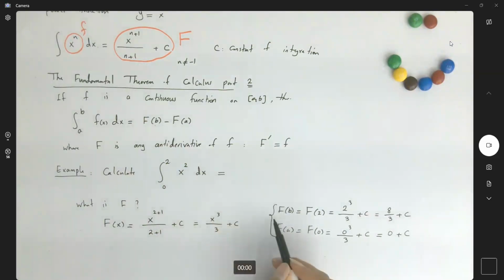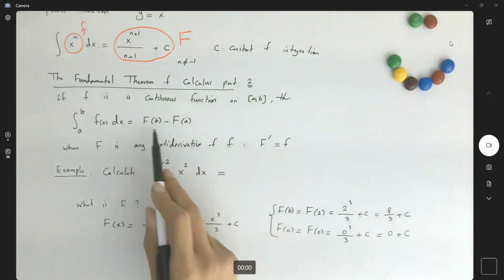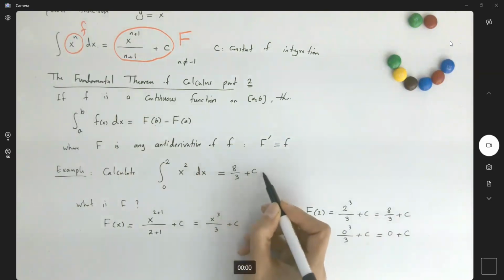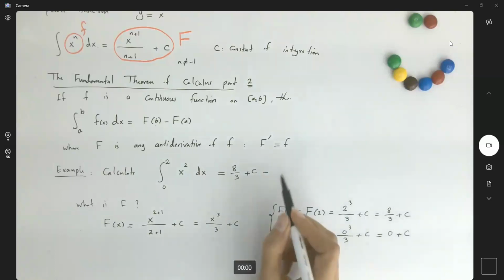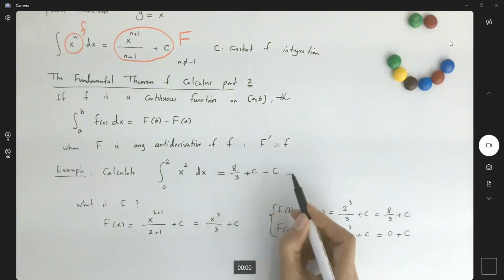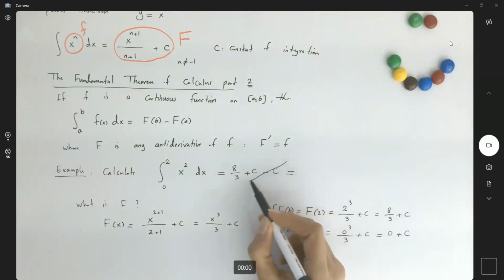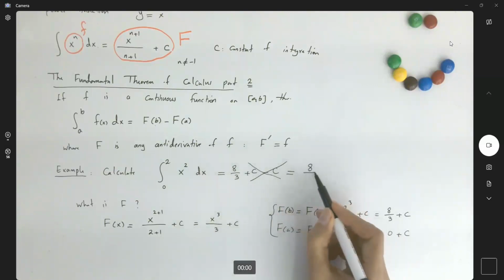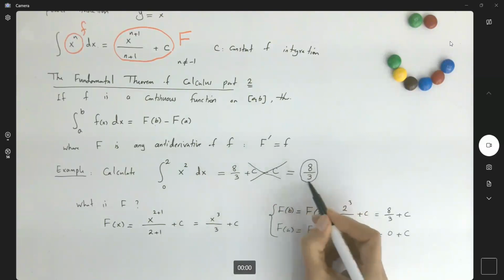Now take a look at this. We're going to take these two and do the subtraction. We get 8 thirds plus constant of integration minus 0 plus constant of integration, or just c. So as you can see, the constant of integration disappears. The outcome is 8 over 3.